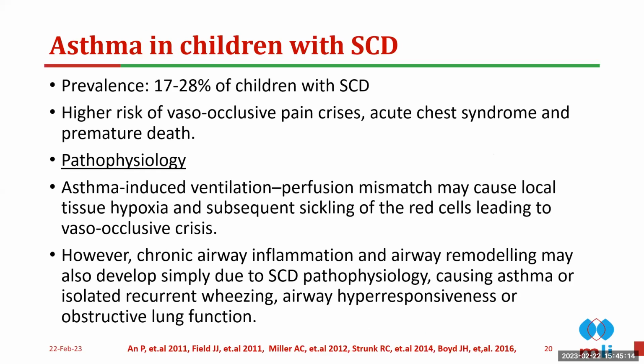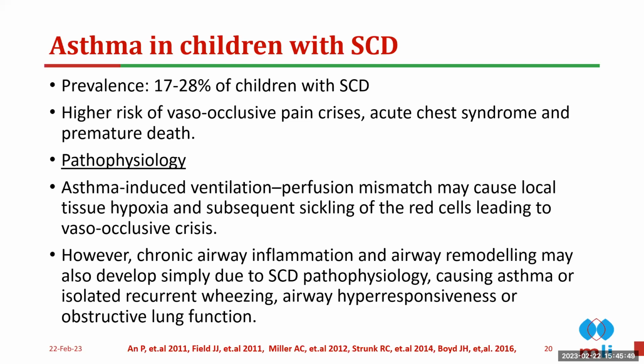So I'll stop there on acute chest syndrome, I'll not go into the depth of the management. I know the guidelines are there. I'll now move to asthma in children with sickle cell disease. Incidentally, it is a common finding with a prevalence of 17 to 28%. But we know that if a child has asthma and also has sickle cell disease, they're at higher risk of getting the vaso-occlusive painful crisis, acute chest syndrome, and premature death.